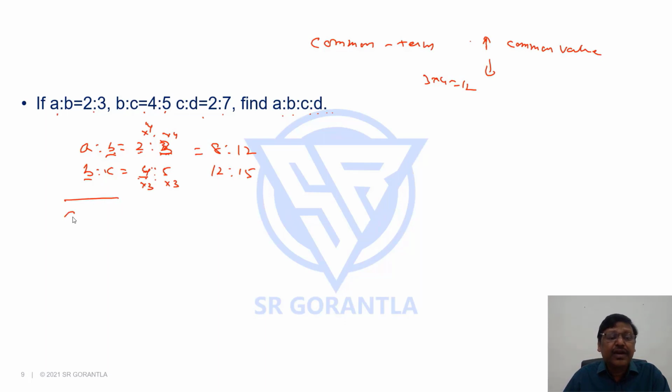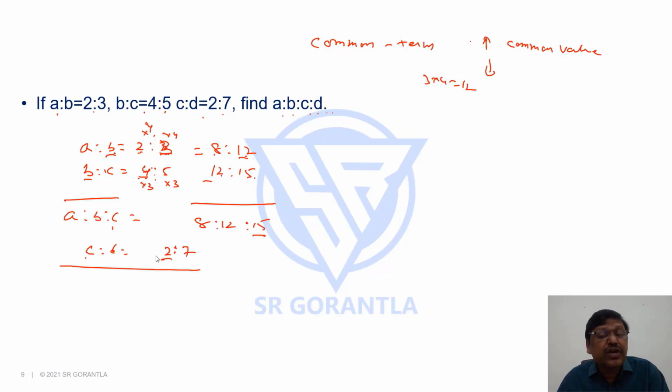Okay, now we can write A is to B is to C, meaning when there is a common term B as 12, when B is 12, A is 8, when B is 12, C is 15. Now, if I take C is to D, it is 2 is to 7. Now, the common term for both of them is C. C is 15 here, C is 2 here. Again, raise them to a common multiple.